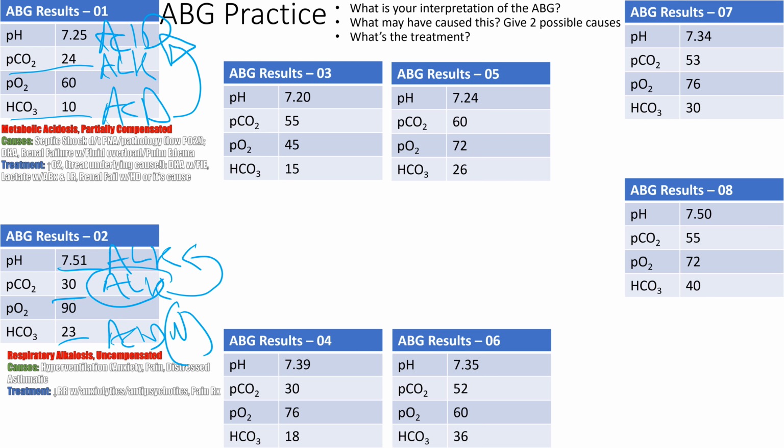So what do we have here? Hyperventilation, anxiety, pain, distress, an asthmatic, breathing really fast, right? So how do you fix it? Decrease respiratory rate, anxiolytics, antipsychotics, pain treatment, right?